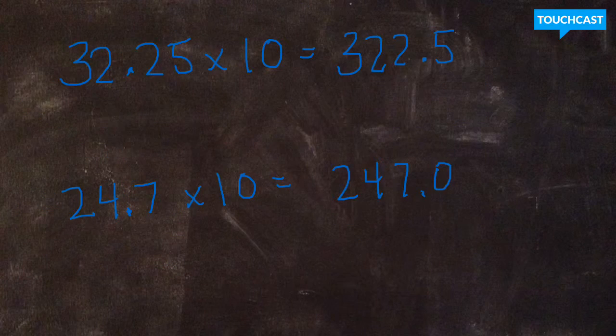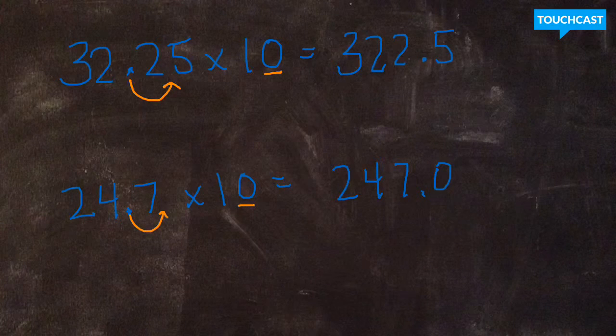So friends, hopefully you were able to notice a pattern that when we were multiplying by 10, and there's 1 zero in the number 10, our decimal place moved over 1 place to the right. 32.25 became 322.5. 24.7 became 247.0.